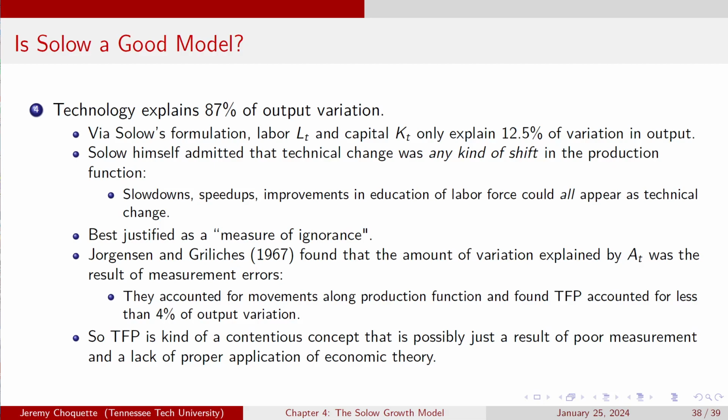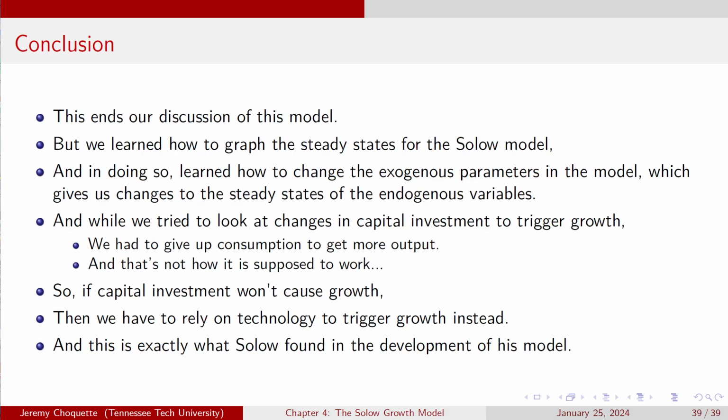Overall, though, total factor productivity is a fairly contentious concept. It could be the result of poor measurement and a lack of proper application of economic theory. It could be more than that. So it's not like total factor productivity is the end-all, be-all, but in a lot of ways, it may very well be almost the best thing we've got. We're going to learn a little more about ways to have these technology shocks, or sources of shocks in the model, that hopefully explain more of the variation in output. But that's really for the next couple of chapters.